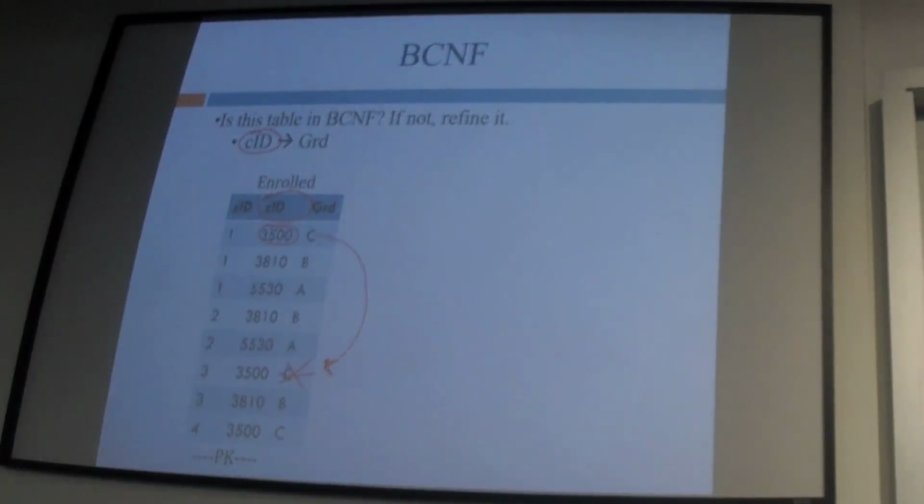So to fix it, we need to decompose into two relations, where we just get rid of grade from the enrolled table, and we add a grade mapping table that has CID and grade. And then we just put in 3500 C, 3810 B, 5530 A. And then that's it. Now we have one-to-one information between course and grade, and we're not duplicating a bunch of grades.